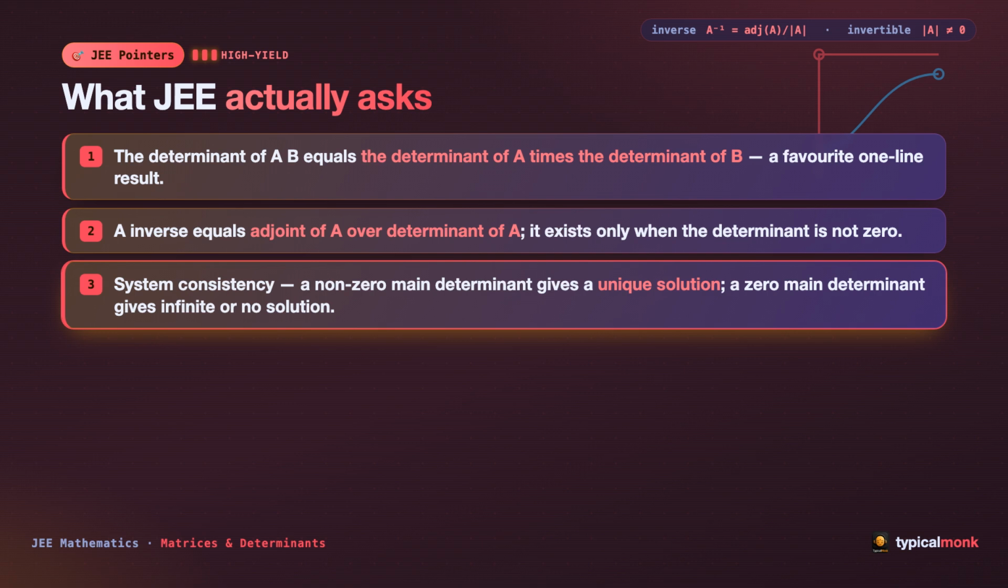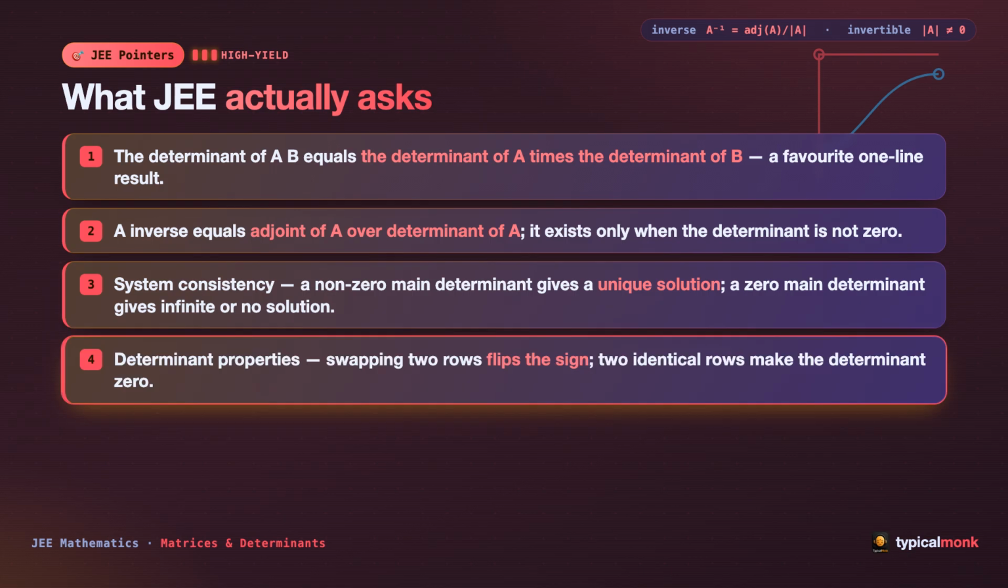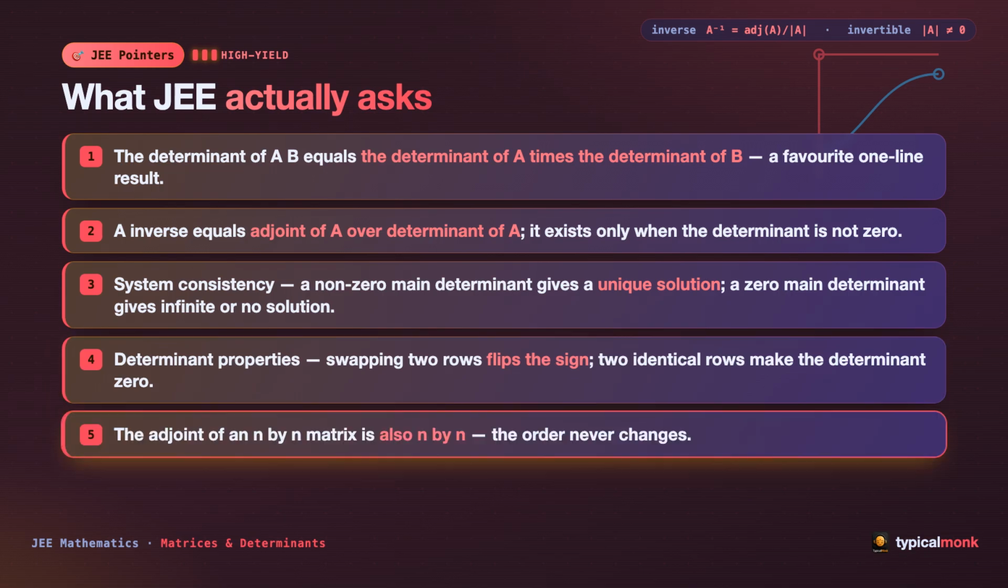3. For system consistency, watch the main determinant D. Non-zero gives a unique solution. 0 can mean infinitely many solutions or none at all, depending on the other determinants. 4. 2 determinant properties worth memorizing cold. Swapping any 2 rows flips the sign of the determinant, and 2 identical rows collapse the determinant straight to 0. 5. The adjoint of an n by n matrix is always n by n as well. The order never changes, only the entries do.